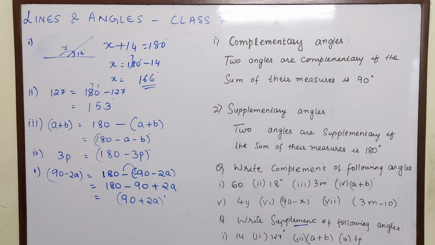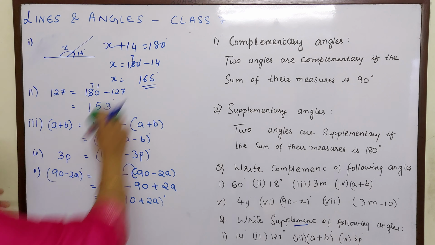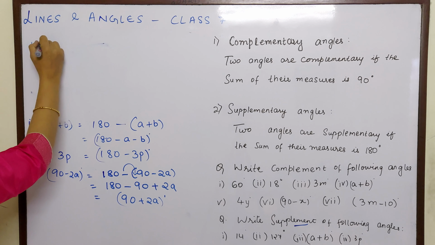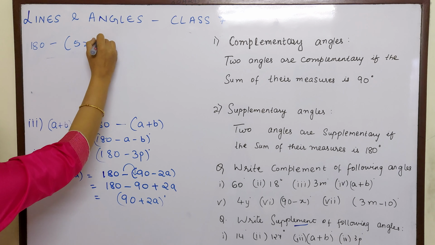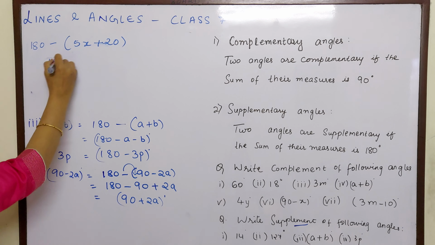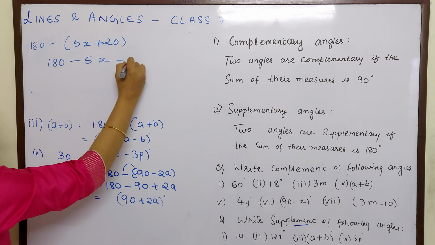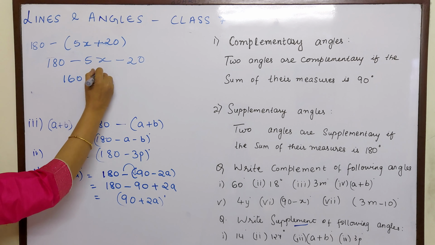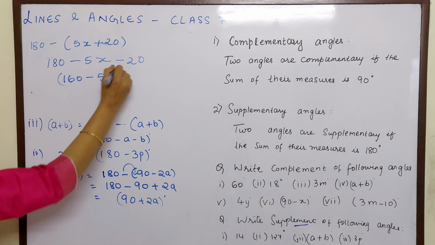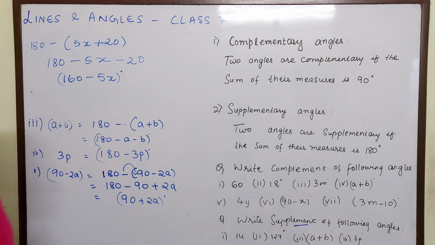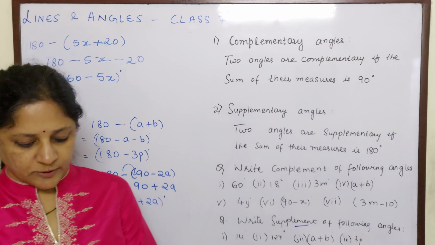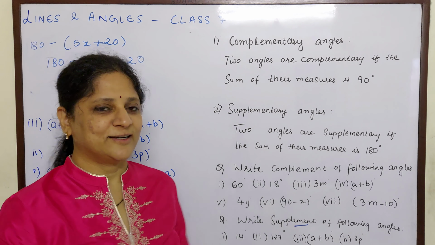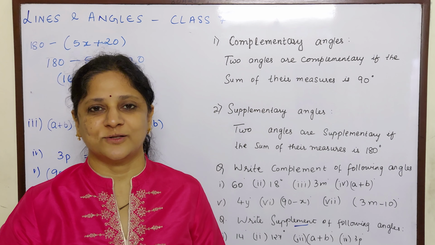Last is 5x plus 20. In the same way, you have to do that sum also. 180 minus the bracket 5x plus 20. When you open the bracket, 180 minus 5x minus 20. What is 180 minus 20, children? 160. So 160 minus 5x degrees. Hope you understood, children. In our next class, we will be doing word problems on supplementary and complementary angles. Till that time, you can revise and be strong in your concept. Bye.